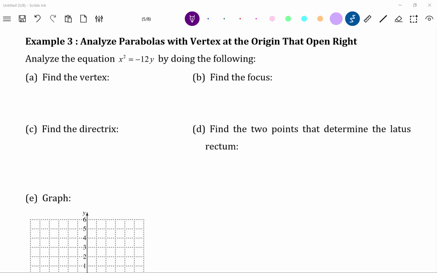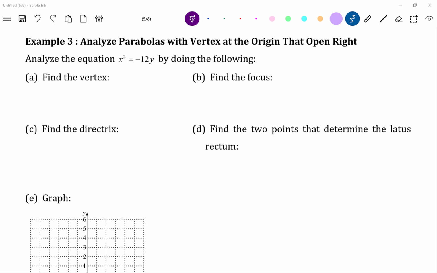Well, let's do some examples. Analyze the graph of the equation x squared is equal to negative 12y by finding the vertex, the focus, the directrix, and the 2 points that form the latus rectum.